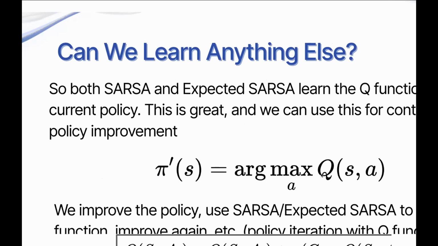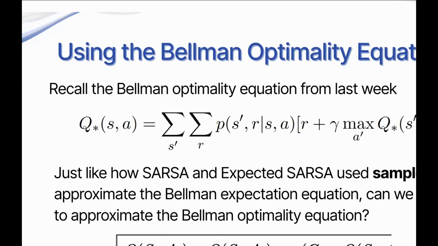Does everyone understand why SARSA and expected SARSA are not learning the optimal Q function? Because they follow the current policy. The next states are sampled from the current policy. What Q-learning does is directly learn the optimal Q function, model-free. Recall the Bellman optimality equation from last week. This is for the optimal Q function. Recall that instead of taking the expectation over the actions, like the Bellman equation for the Q function, the Bellman optimality equation, because you only care about the best possible outcome, takes the max over the next state-action pairs.